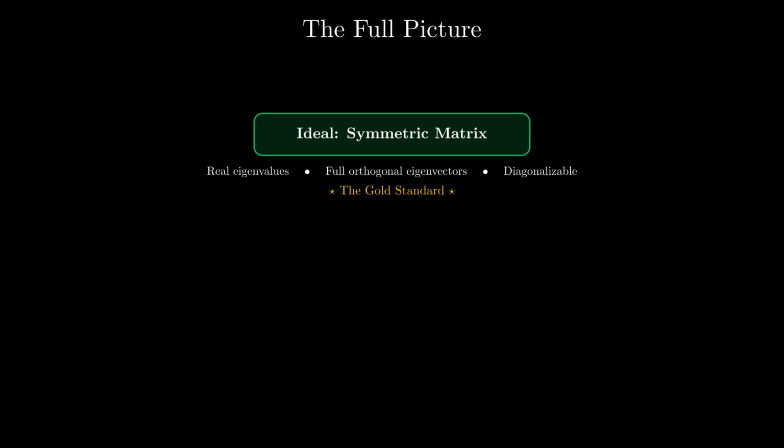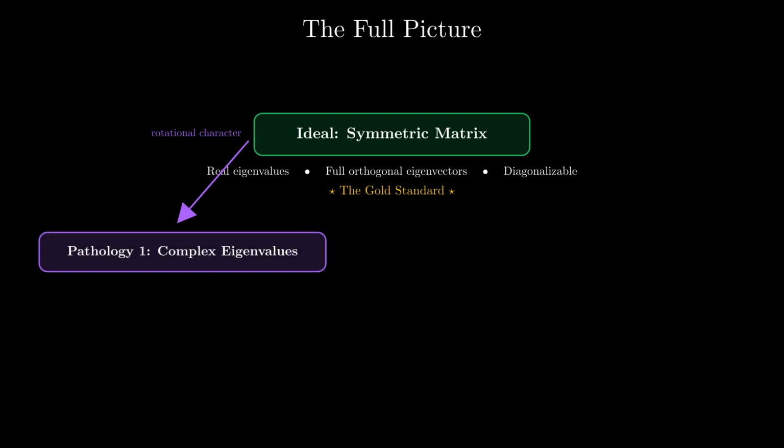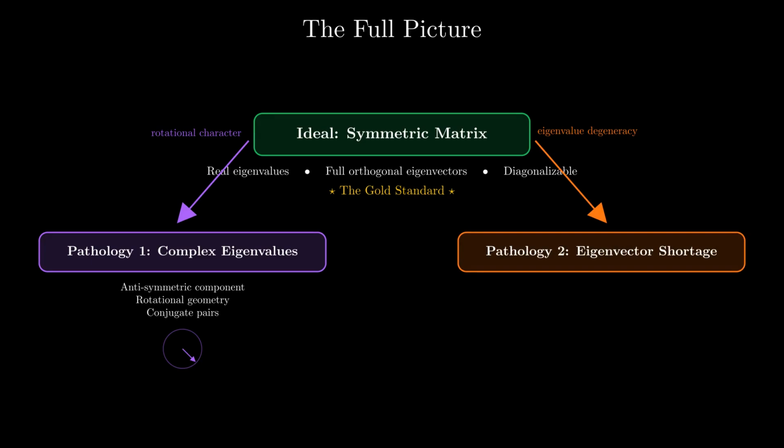But 2 pathologies can depart from this ideal. The first pathology is complex eigenvalues. When a matrix has strong anti-symmetric character, meaning rotational behavior, the eigenvalues leave the real number line and appear as conjugate pairs. The second pathology is eigenvector shortage. When a repeated eigenvalue does not have enough independent eigenvectors, the matrix becomes defective and is non-diagonalizable. This is exactly what we saw with the matrix with a 3 and a 1 on the top row and a 0 and a 3 on the bottom row.